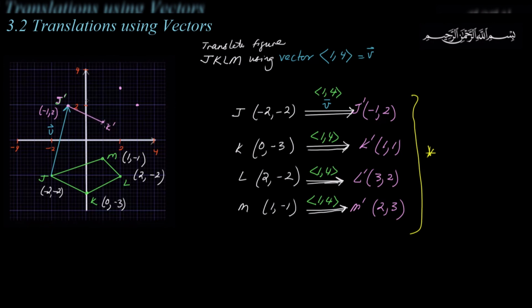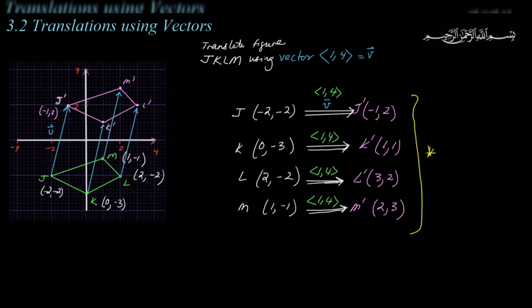So here it is. Ta-da! So that's L prime, and that's M prime. So I have moved the entire figure using this particular vector like this. See? There you have it. Okay, so that's how you use vectors to translate figures in the Cartesian plane.